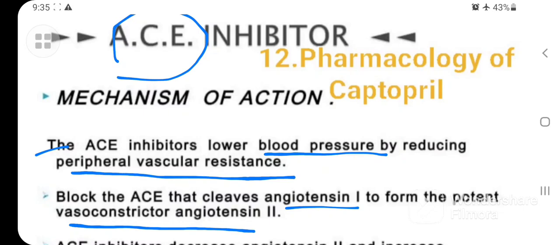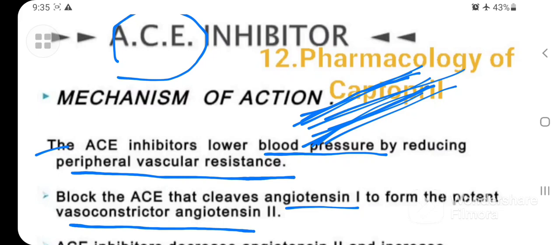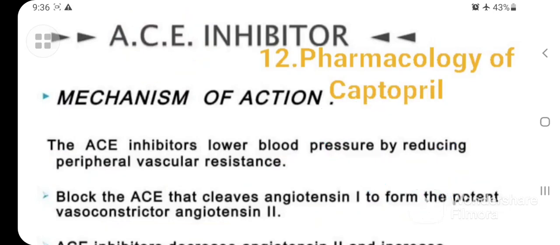Why? In some patients, if angiotensin 1 gets converted to angiotensin 2, the blood vessels get constricted, they get thin. If the blood vessels are thin, pressure inside increases, which means BP increases, simple. Here, because of the non-conversion of 1 into 2, they get dilated, and there is a decrease in BP. Simple mechanism of action.